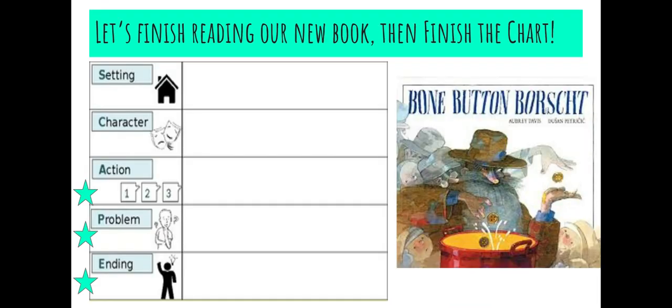As we finish reading our book today, you will get to finish your chart. Yesterday, you should have started your settings, characters, and actions of some of the characters in your notebook or by typing. Today, we're going to add some more actions to that chart and conclude with our problem and ending of our story. Let's get back to the story. Bone Button Borscht.